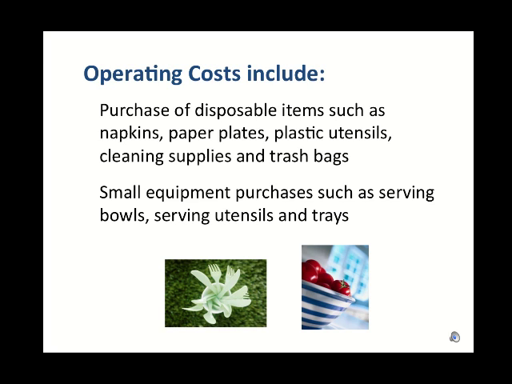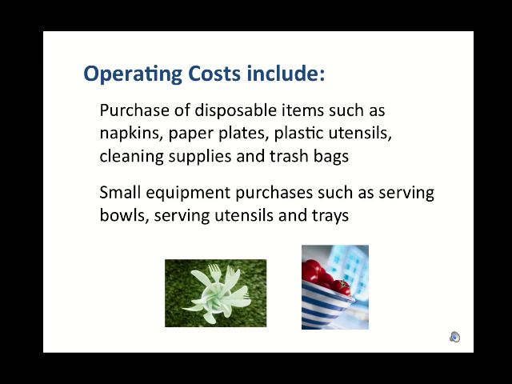Operating costs do include the purchase of disposable items such as napkins, paper plates, plastic utensils, cleaning supplies, and trash bags. When claiming reimbursement for these items, you can claim for the total quantity purchased. You do not have to break it down by month. For example, let's say you purchased 1,000 plastic forks. You can claim reimbursement for the total quantity purchased, even though you may only plan to use an average of 200 forks per month. We won't see this item on a claim until you need to purchase them again.